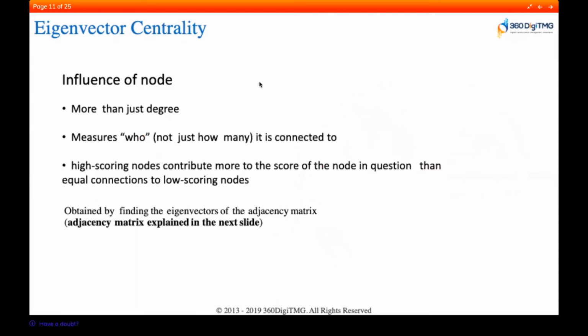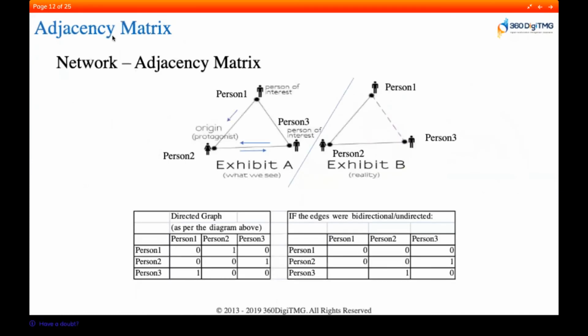So in order to understand more about eigenvector, we need to understand some of the concepts, like the adjacency matrix. What exactly is this adjacency matrix, right? In order to understand the adjacency matrix, we need to understand what is a vector. What is a vector? And what is a node? Hope I made you understand what a node is.